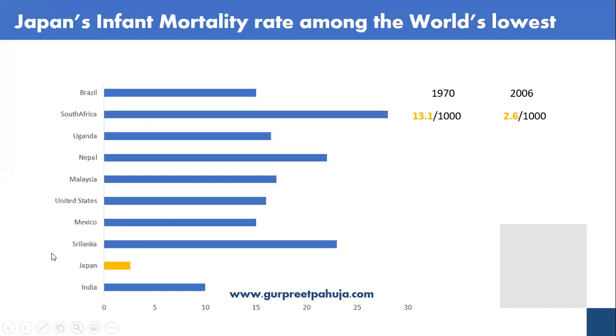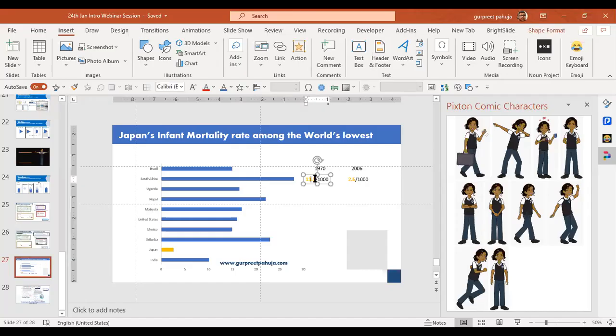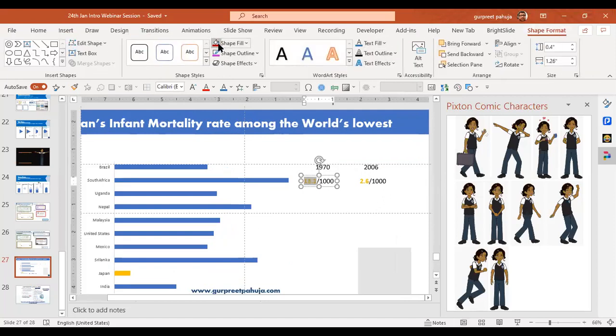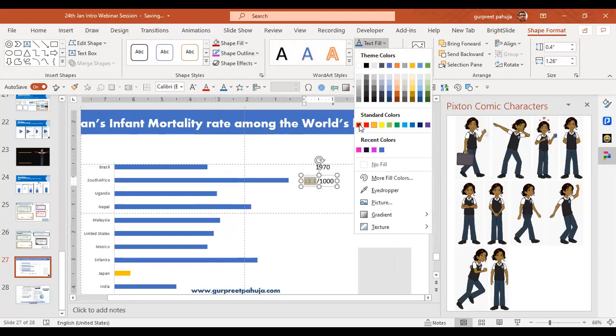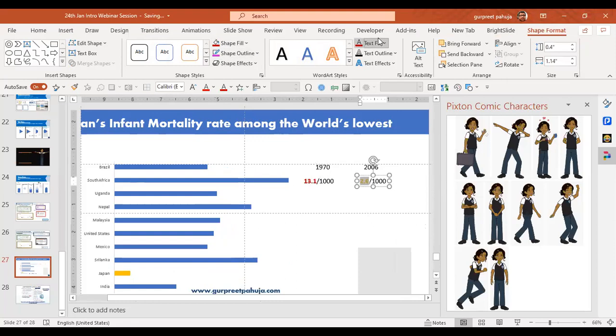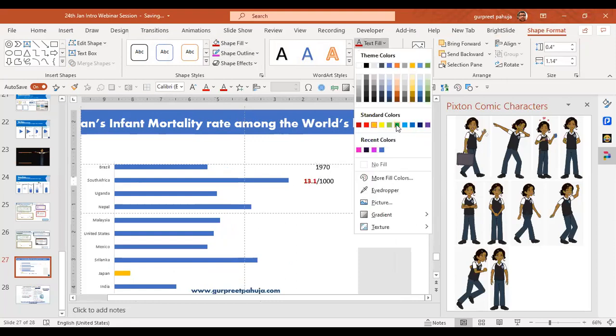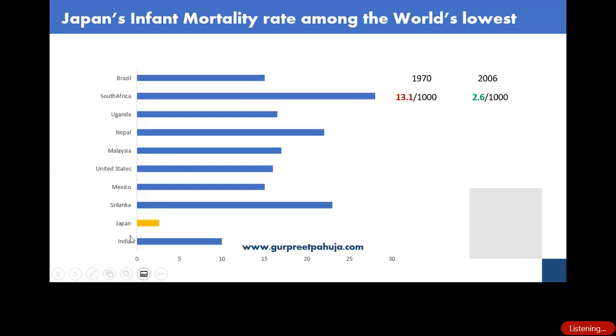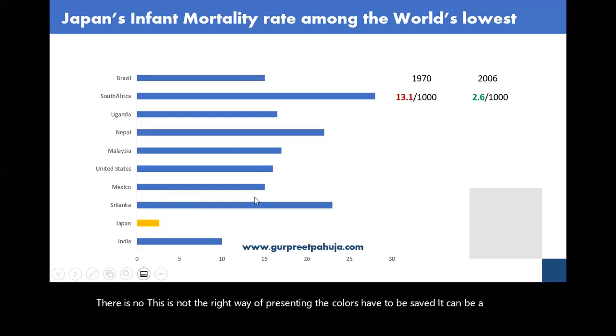So what generally we do is, we will make this color red, and we will make this some green color. This is not the right way of presenting. The colors have to be the same. It can be different shades. That is what is required.